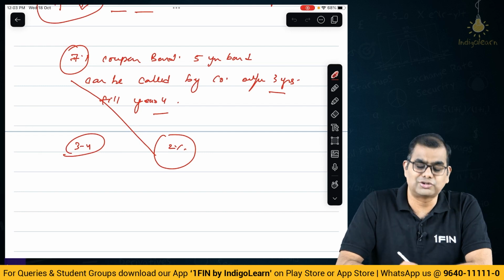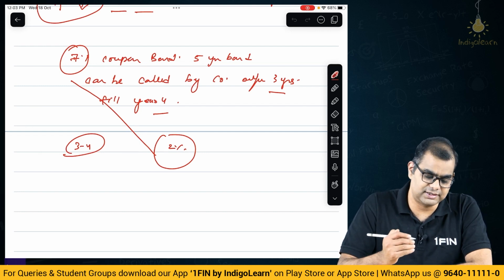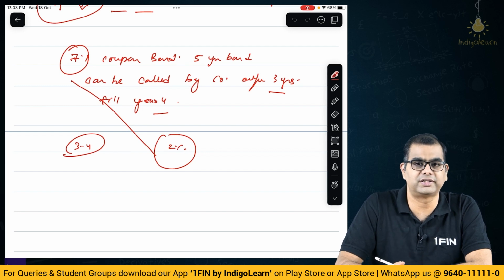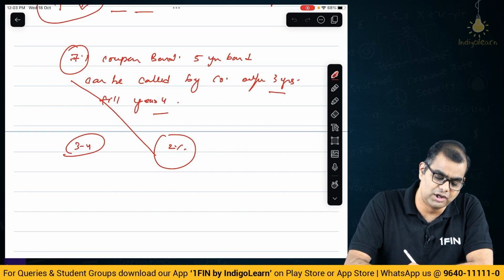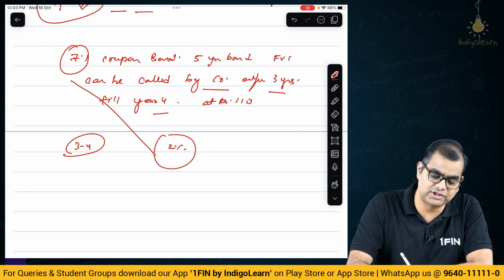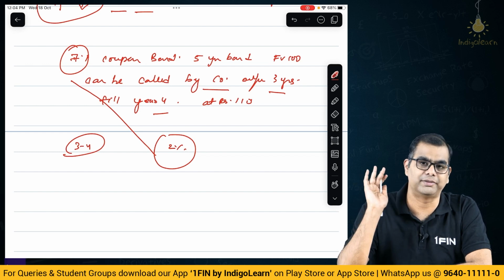Let us see. If the interest rate is 2% between year 3 and 4, the company has a right to call back the bond. But let us say the terms of the bond also say the company can call back between year 3 and 4 at rupees 110. Okay, even though the bond face value is 100, when you call back, it has to be called back at 110. That is, you have to buy it at a premium.